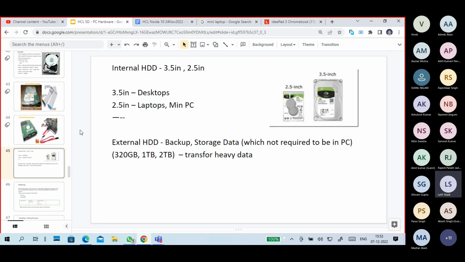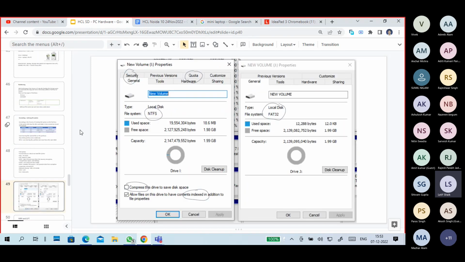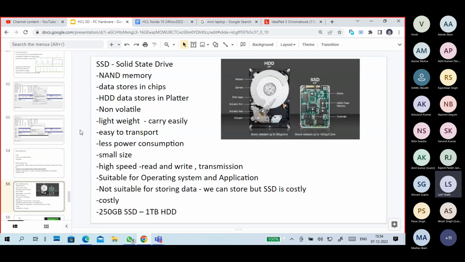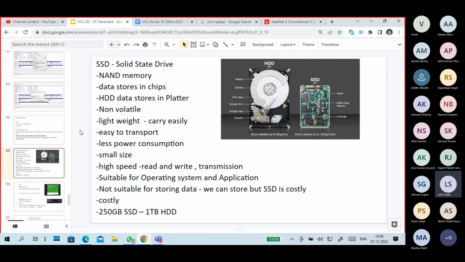Okay, so this is a small piece of information about your hard disk. Since we discussed the hard disk, we'll also discuss SSDs, so I'll go to SSD directly. Once SSD is completed, then we'll go to hard disk partitions or SSD partitions.